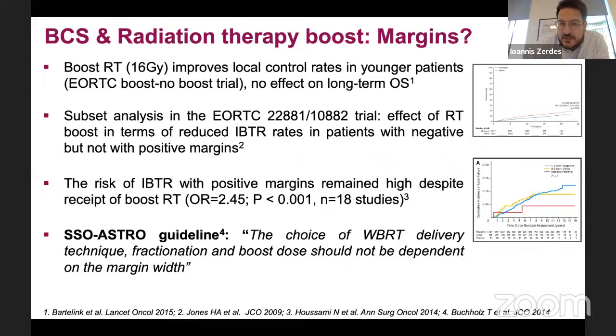it has been shown that radiation boost reduced the ipsilateral breast cancer recurrence rates in patients with negative but not positive margins. And in order to further strengthen this statement, the Houssami meta-analysis showed that the risk of ipsilateral breast cancer recurrence with positive margins remained high despite receipt of boost radiation therapy. And as the SSO-ASTRO guideline concluded, the choice of whole breast radiation therapy delivery technique, fractionation, and boost dose should not be dependent on the margin width.